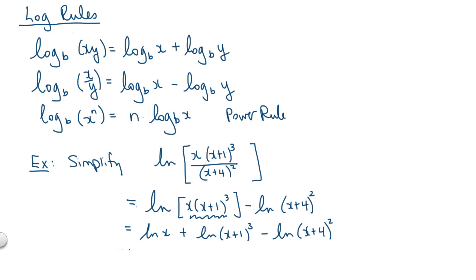So final bit of simplification that we can do here is using our power rule. First term is as simplified as it's going to get, but for the second term we can grab that power there. Because this entire quantity inside the ln is raised to a power, that 3 can come out in front and we can make it plus 3 times ln of x plus 1. Similarly, if we look inside the third term here, inside the ln, the entire expression is raised to a power, so that power there can come out in front and we'll have minus 2 times ln of x plus 4.